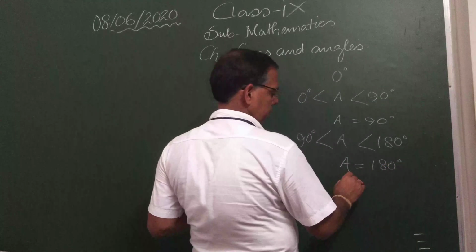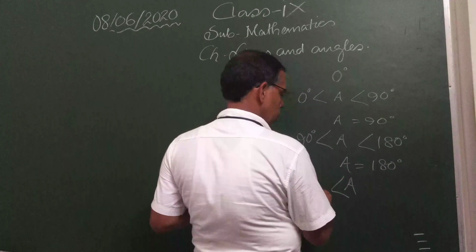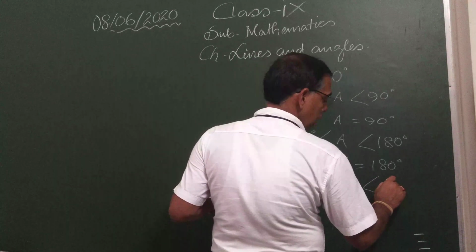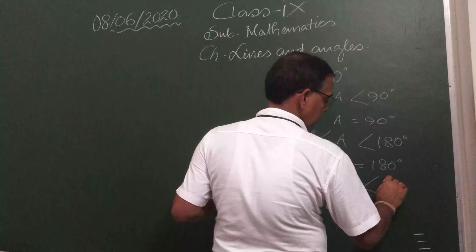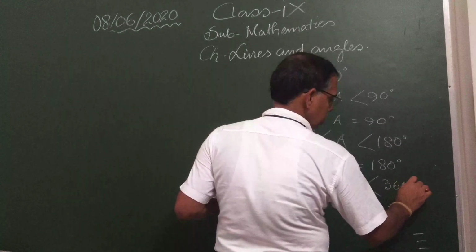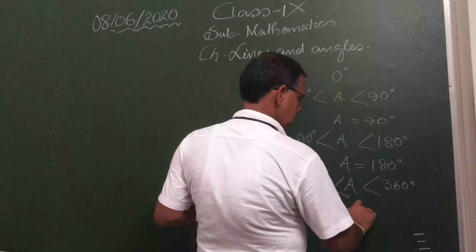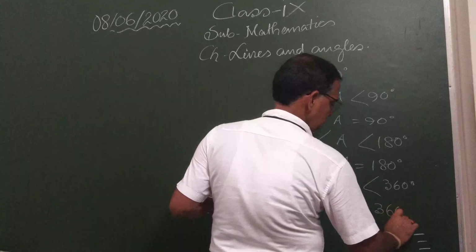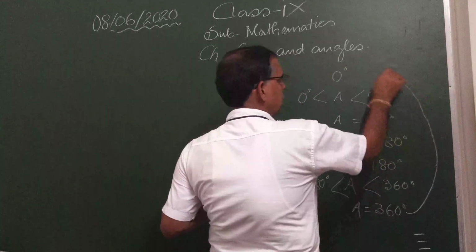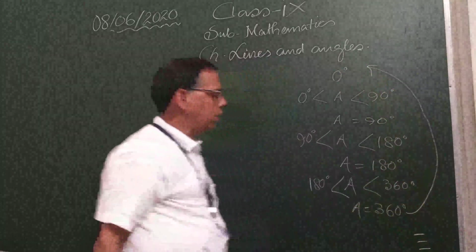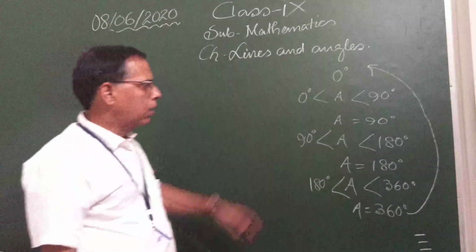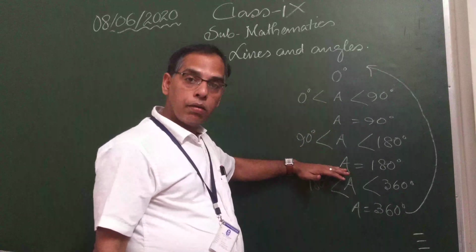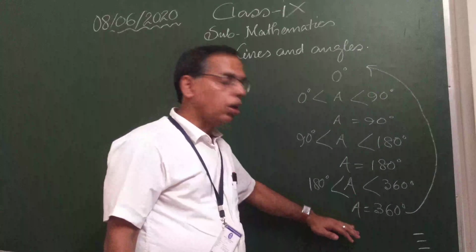Then I have given A greater than 180 degree, less than how much? Less than 360 degree. And last, what is that? A equal to 360 degree. So A equal to 360 degree, and this one is 0 degree. So see, one thing you see: 0 degree, then acute angle, then right angle, then obtuse angle, then straight angle, then reflex angle, then complete angle.